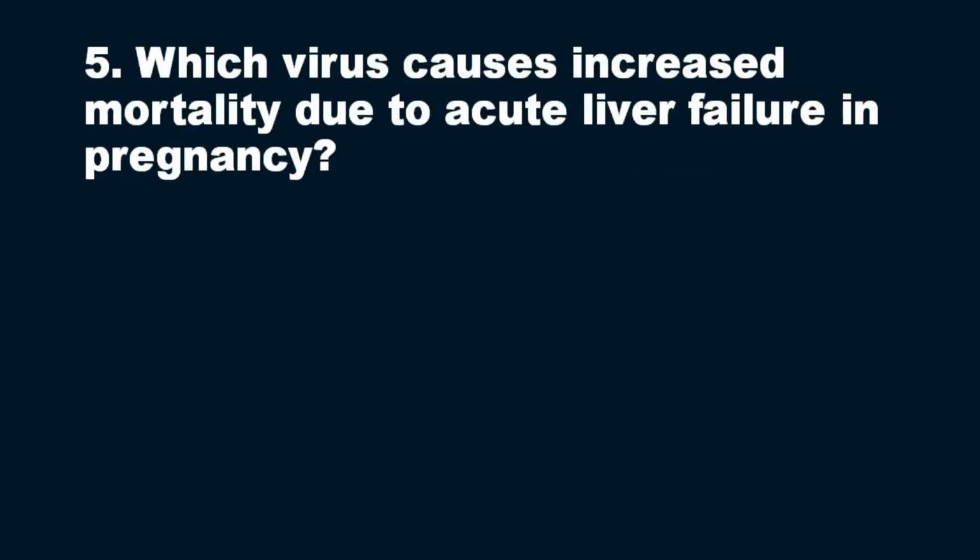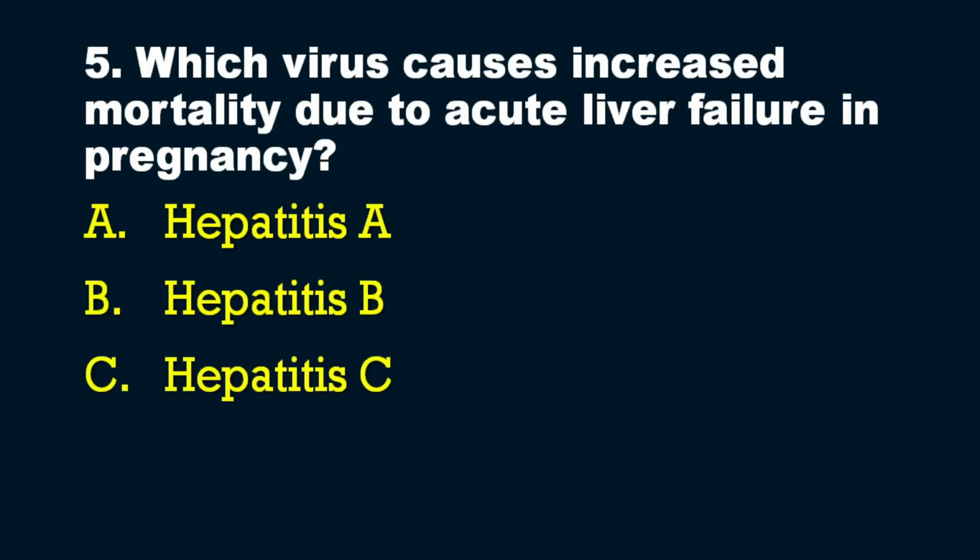Moving on to the fifth question in our series. Which virus causes increased mortality due to acute liver failure in pregnancy? So the question is regarding a virus which can cause increased mortality in pregnancy due to acute liver failure. The options are option number A, hepatitis A, option number B, hepatitis B, option number C, hepatitis C, and option number D, hepatitis E. Among these, which hepatitis can cause increased mortality during pregnancy?